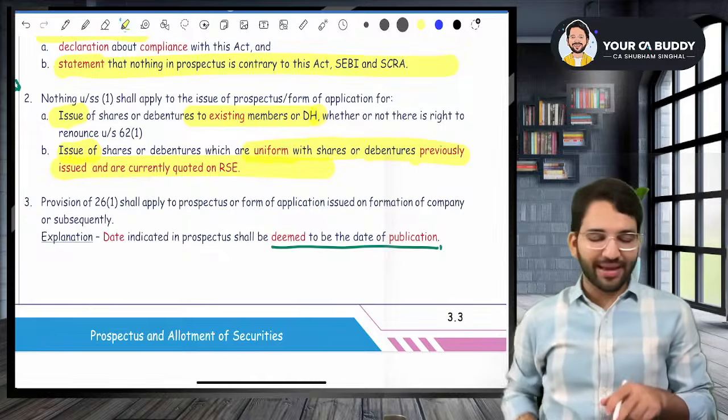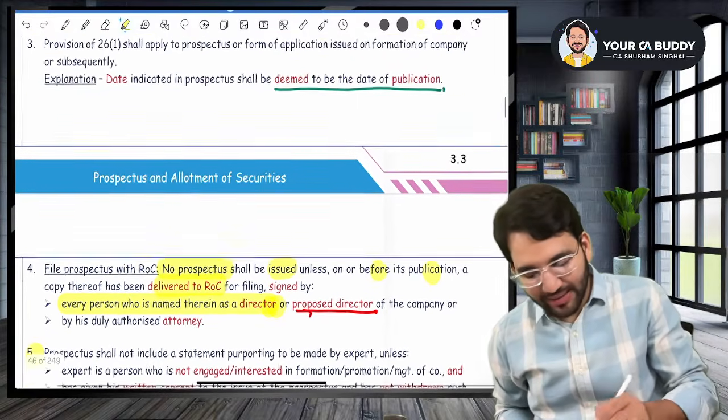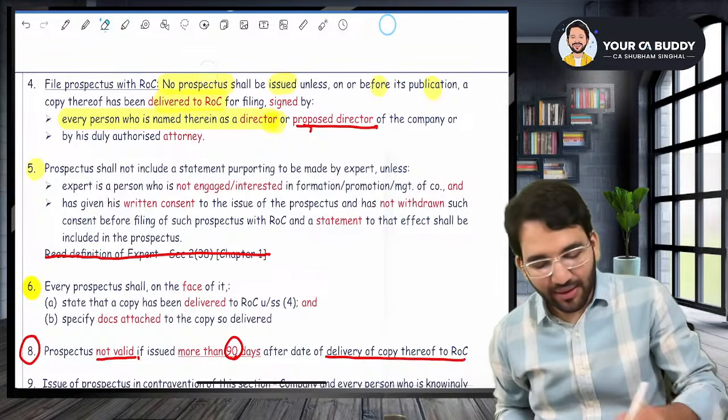After that, sir, listen to me very carefully. Sir, why do you have to give a date? Because that date is deemed to be the date of the publication. After that, sir, what will you do?